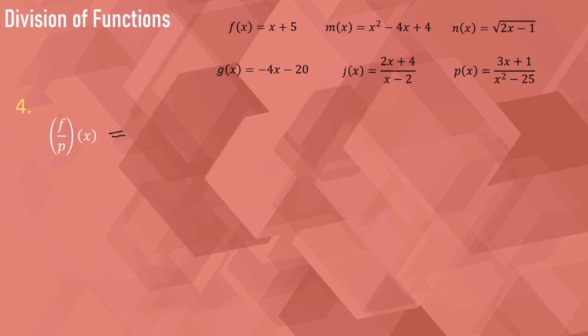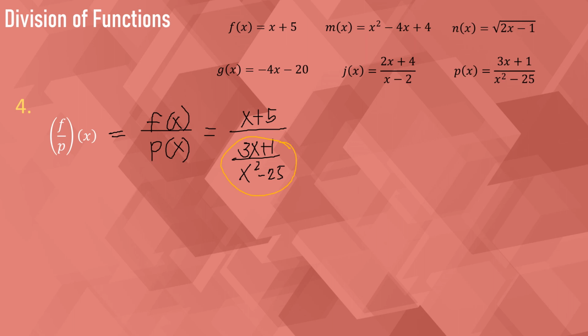So this is also equal to f of x over p of x. So f of x is x plus 5, and p of x is equal to (3x plus 1) over (x squared minus 25). So you have to listen very well here. If you look into the denominator, you can see that x squared minus 25 should not be 0, so that the denominator, which is a complex fraction, 3x plus 1 over x squared minus 25, ay magiging defined siya. Therefore, x should not be equal to negative 5 and 5.